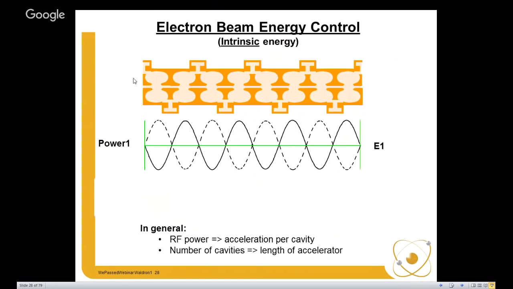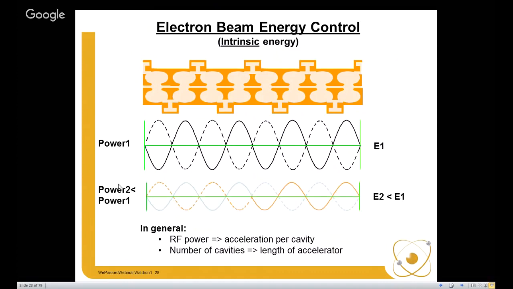So if I have an accelerator as shown above, and I'm putting power level 1 into it, and of course here's sort of a fake standing wave pattern, I'm going to get intrinsic energy 1 out. If I lower the RF power to this value I'm calling power 2, I'm going to get intrinsic energy 2, which is going to be less than intrinsic energy 1, because power 2 is less than power 1. It's as simple as that.